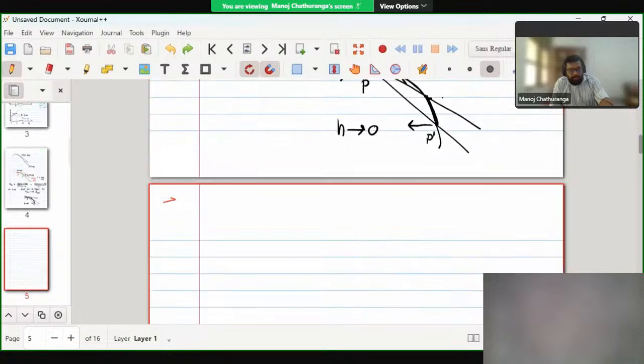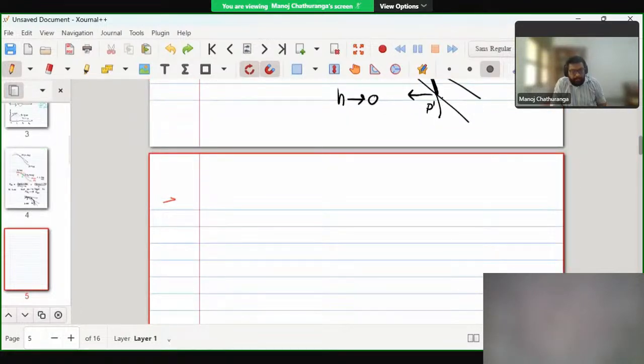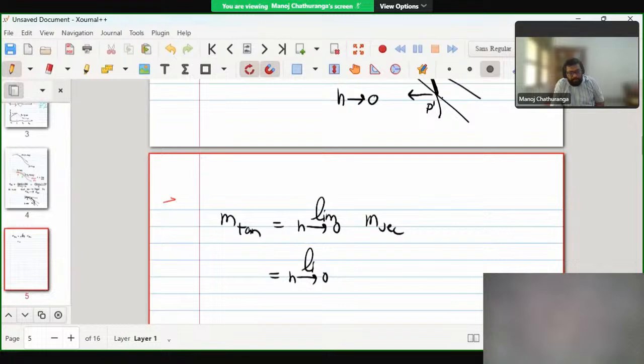So the slope of the tangent line is, as h goes to 0, a limit. We have an expression for the slope of the secant line. It is f of x plus h minus f of x, divided by h.